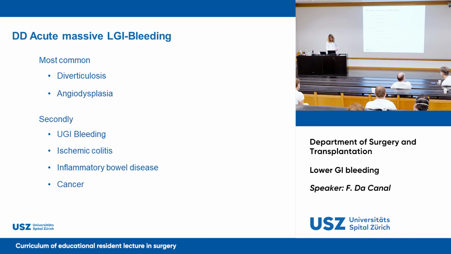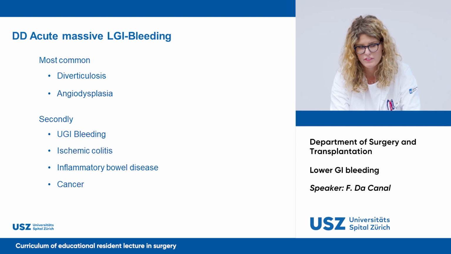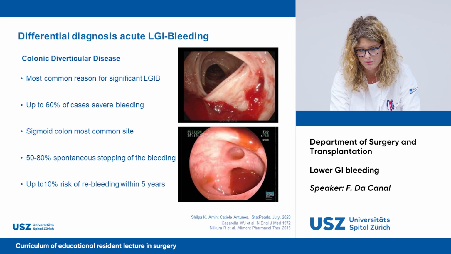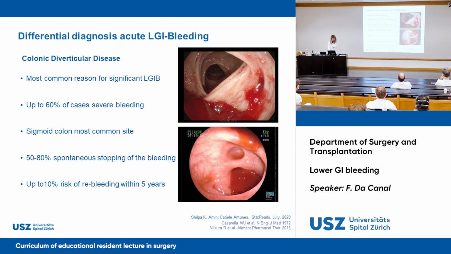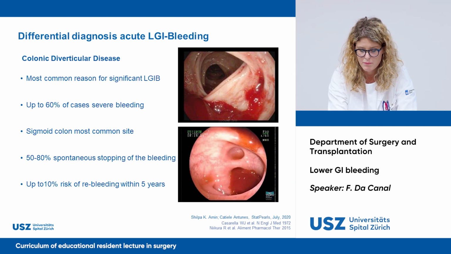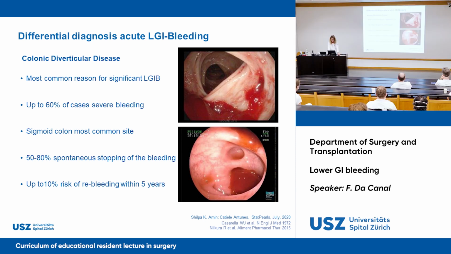The most common causes of an acute massive lower GI bleeding, as already mentioned, are diverticulosis and angiodysplasia. The diverticulosis hemorrhage is the most common reason. In about 60% of the cases, we have a severe bleeding, and it is correlated with substantial cost of hospitalization. The sigmoid colon is the most common site. And in 50 to 80% of the cases, it stops spontaneously with the risk of rebleeding up to 10% within 5 years.